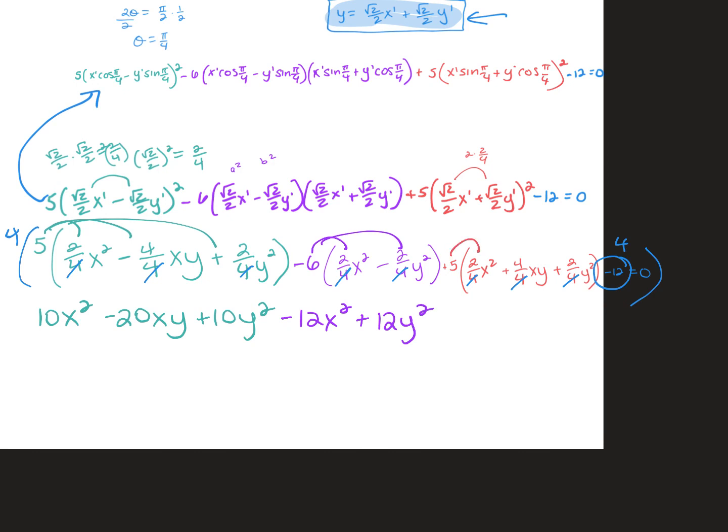And then 5 into all 3 of these: positive 10x squared, positive 20xy, positive 10y squared. And I'm going to bump the 48 to the other side just because I know it's going there eventually anyways. So it's a negative 12 times 4, which makes it a negative 48. And then when I bump it to the other side, it becomes a positive 48.